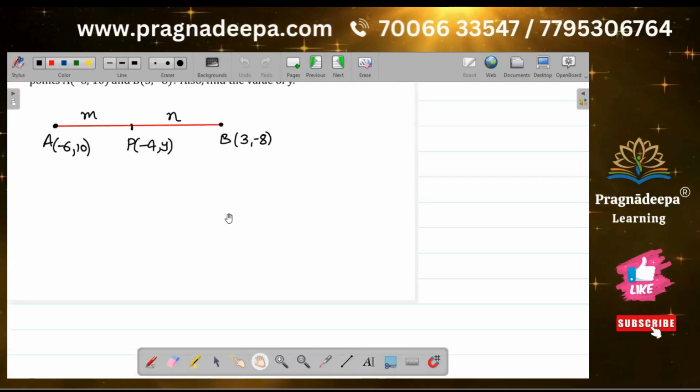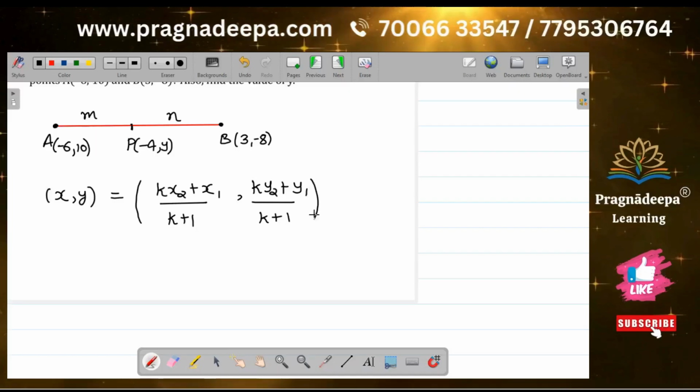If I apply this formula, the formula is x comma y is equal to kx2 plus x1 divided by k plus 1, ky2 plus y1 divided by k plus 1. So here k is equal to m is to n, m by n. So you need to find the value of k. Later on you get the value of m by n.